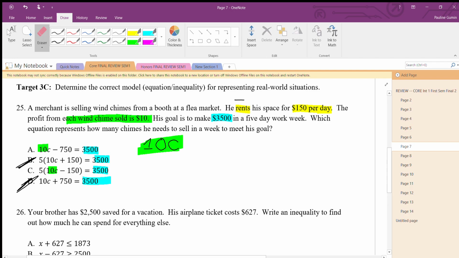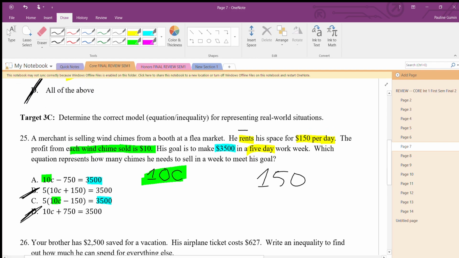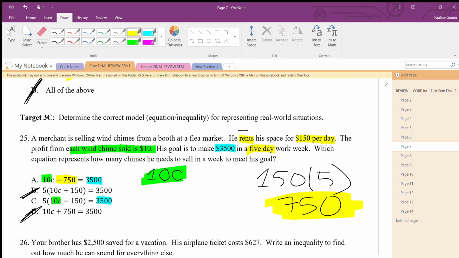In a 5-day work week. Okay, well, that gives us some information. He rents for 150 per day, and then I have another unit of days, 5 days. If he pays $150 a day for 5 days, all I have to do here is multiply 150 by 5, which happens to be 750. So that's how much this merchant is paying for rent. So we're renting for $750.